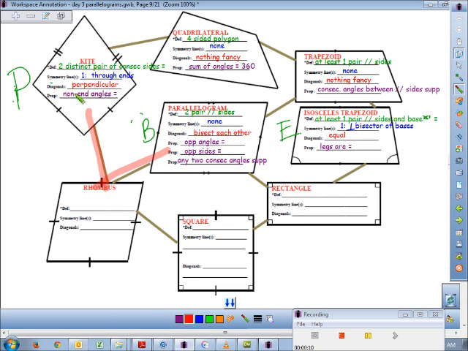So tell me about their diagonals. Well, it's a P and a B put together. The diagonals will perpendicularly bisect each other. And we can marry the parallelogram and the isosceles trapezoid. Its diagonals will bisect each other and be equal. And then finally, the very last marriage: the diagonals of this will perpendicularly bisect each other and be equal.